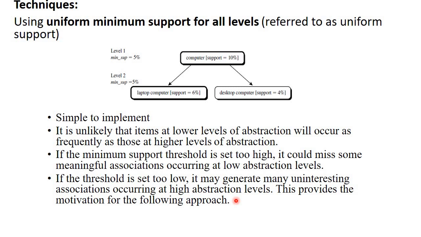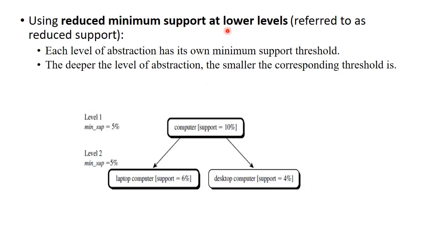So the concept here is that if you provide a very high minimum support for the items which are present at a lower level of abstraction, then we may not get any association rules because the count will be very small when it comes to very specific items. In the same way, if we provide a very low minimum support for the items which are present at the high level of abstraction, then it might result in many association rules, which may look uninteresting for the business. So this approach actually led to the next approach. What is the next approach? Reduced minimum support at lower levels.